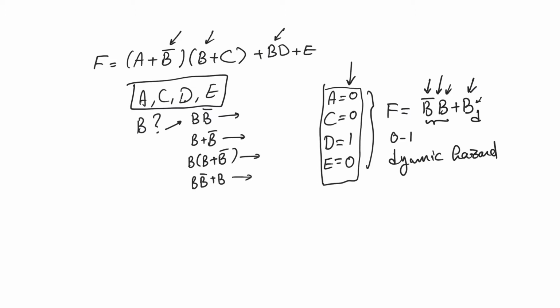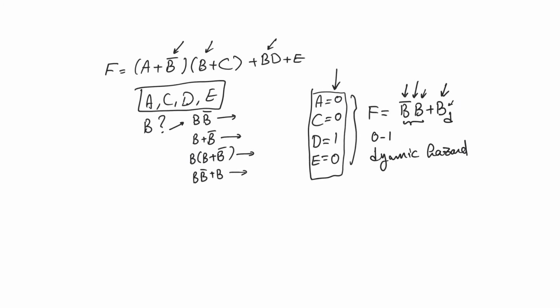Now, here's something a little bit confusing. This function actually has other possible hazards. It specifically has two static hazards related to the input b. It could have a static 0 hazard or a static 1 hazard related to b. And these two hazards are completely distinct and independent from the dynamic hazard, and they have to be addressed separately. This might seem a little bit confusing at first, but just bear with me.